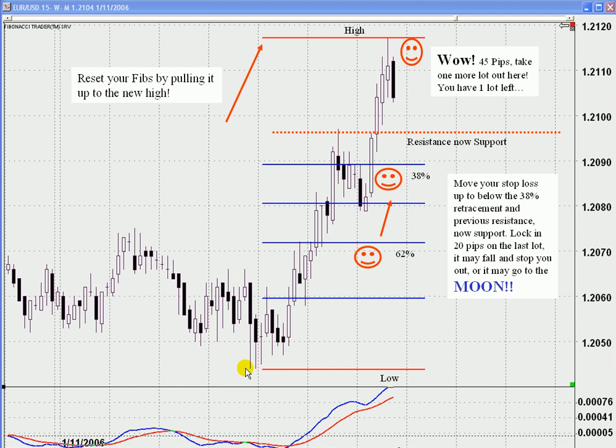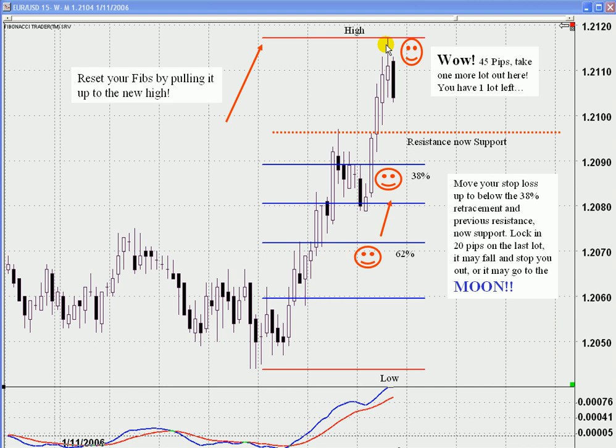Now what we do is we take our Fibonacci's and we pull it from this low all the way to the newly established high to see where our new levels of support may lie. So number one, we have this level of resistance that becomes support. We have a 38 retracement, 50, 62, 79, and we can move our stop if we like. We can keep our stop below the 62% retracement, or you can choose to put it below the 38% retracement and this level of support.